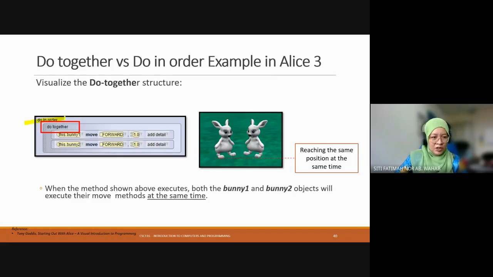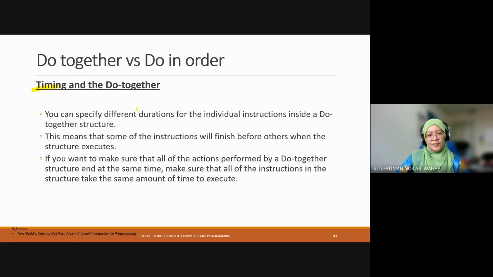So dalam do in order ni, you masukkan do together, baru you masukkan coding yang tadi tu. You set bunny 1 to move forward dengan bunny 2 to move forward. Nampak tak? So they face each other at the same time, reaching the same position at the same time. Tapi ada syarat juga. Syarat dia ada timing. So you can specify different duration for the individual instruction inside a do together tadi. So kalau you set timing dia sama, dia akan samalah gerak dia.